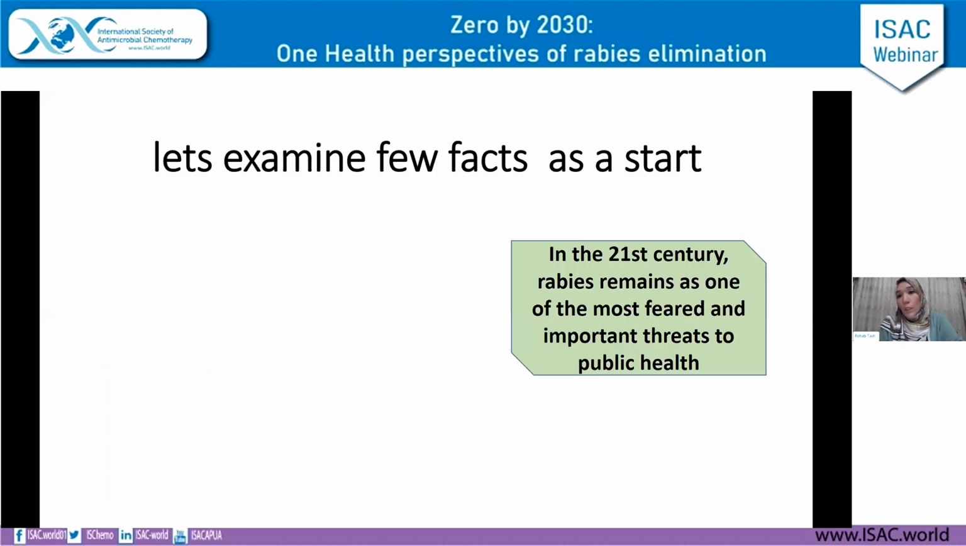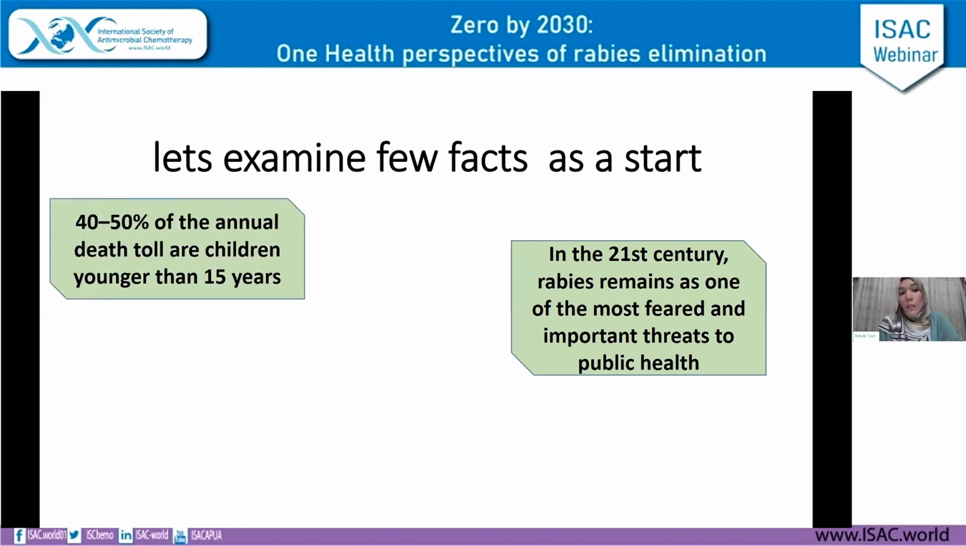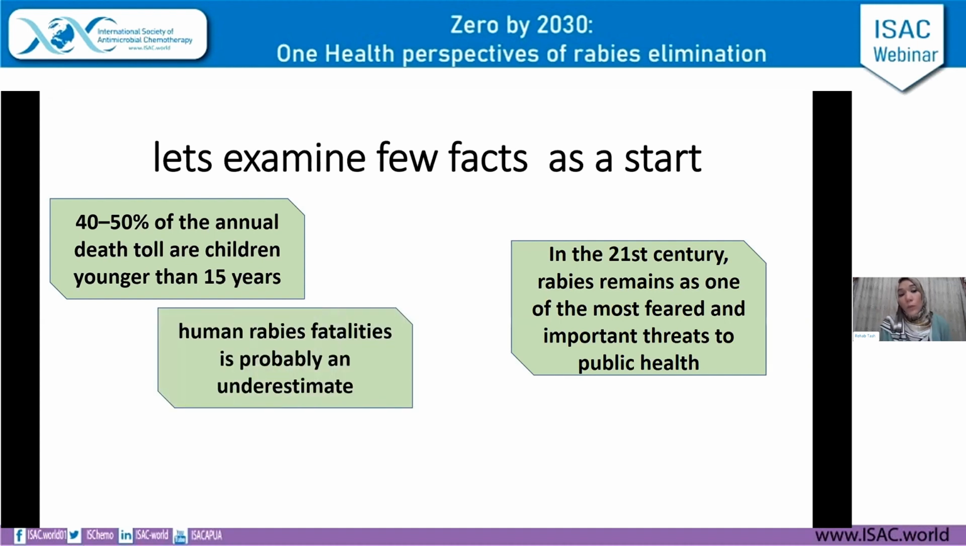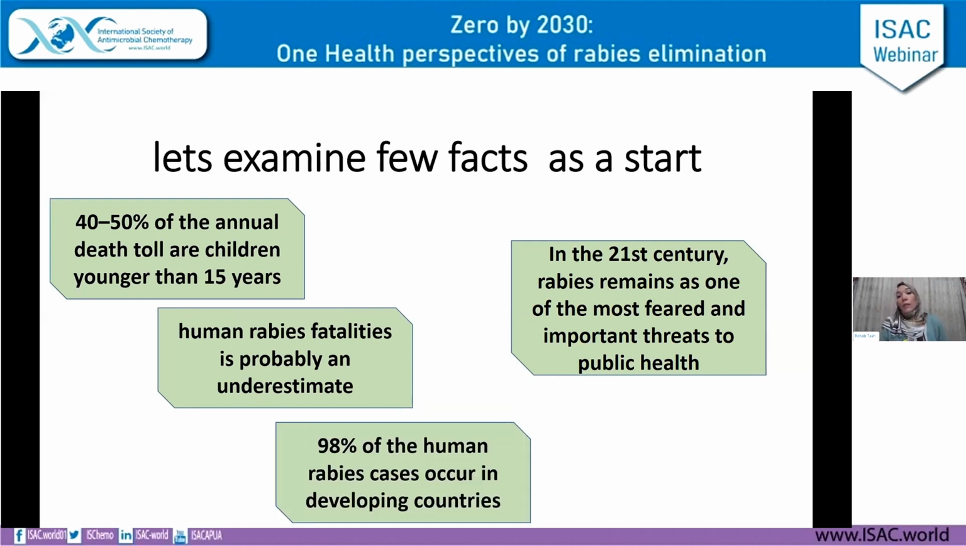First of all, in the 21st century, rabies remains one of the most feared and important threats to public health. 40 to 50% of the annual death toll are children younger than 15 years. Human rabies fatalities are probably underestimated, by 50%. And 98% of human rabies cases occur in developing countries, to which all the modalities for prevention should be directed.